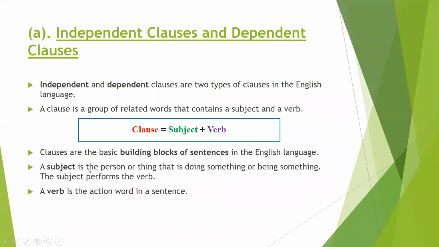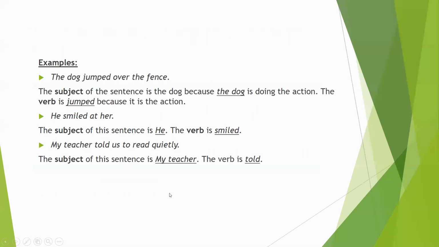A subject is the person or thing that is doing something or being something. The subject performs the verb. A verb is the action word in a sentence. For example, the dog jumped over the fence. The subject of the sentence is dog because the dog is doing the action. The verb is jumped because it is the action.